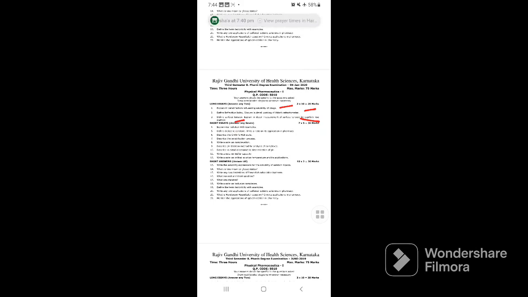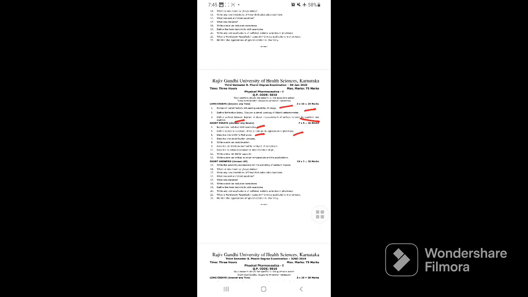Then explain a real solution with example. Real and ideal, both they will ask. Sometimes they will ask the difference between ideal and real solutions. Then dielectric constant: write an application in pharmacy. What is the application of dielectric constant? That is also very important. Then describe Griffin's HLB scale, very important one. Then the solubilization process: describe how solubilization takes place. This is also very important.